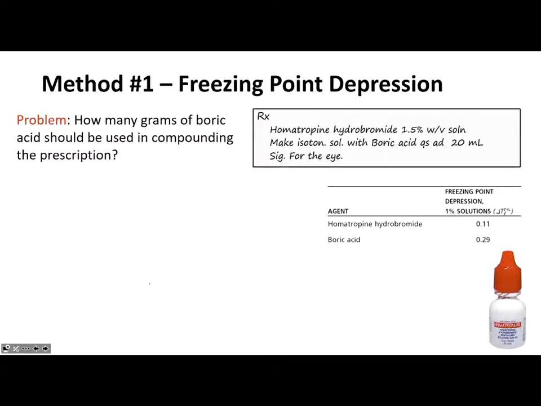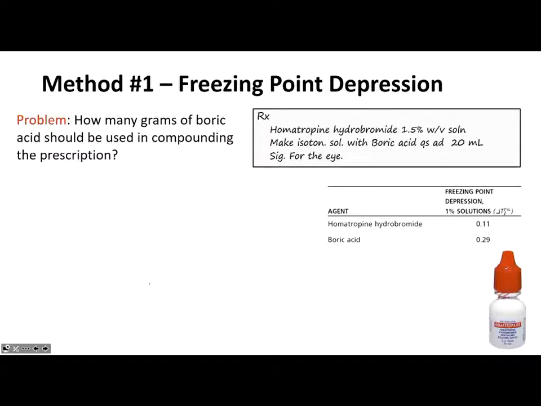Homatropine has a 0.11. Boric acid, why do we need to look up boric acid? That's the other thing we're going to add to be able to make up the difference. So we need to know the delta TF for the boric acid. We have both of those numbers. Easy breezy. What was step one?